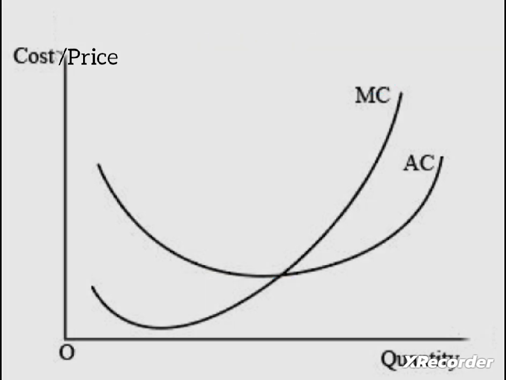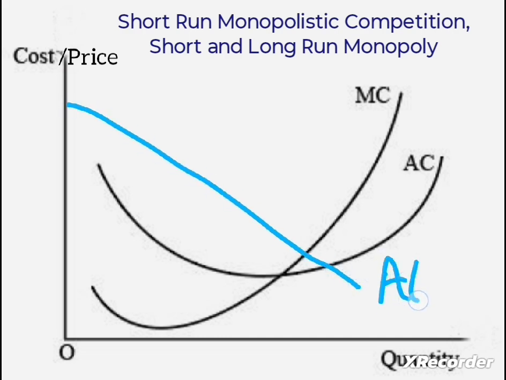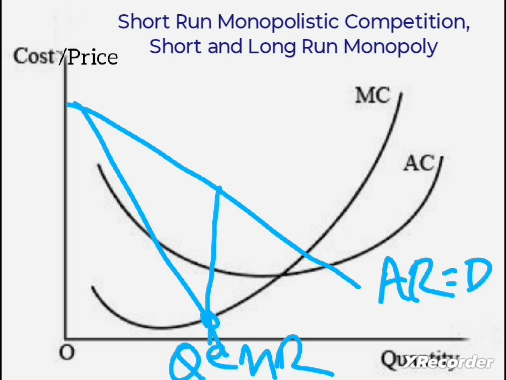Short run monopolistic competition used to be called imperfect competition. You would have your AR equals D curve, the demand curve, and then marginal revenue, and they're downward sloping then because of product differentiation. Profit maximizing takes place here. Again, the rule is the same where MC cuts MR. Just take a line up then to the demand curve and down onto the x-axis. That's QE. Take that across and that's PE.